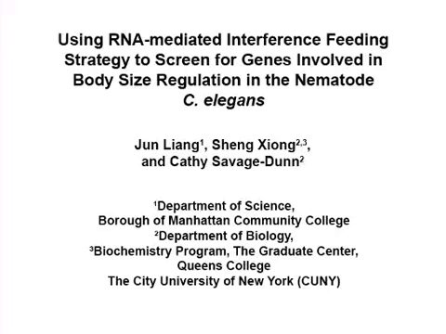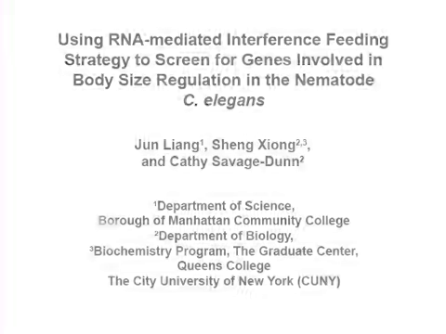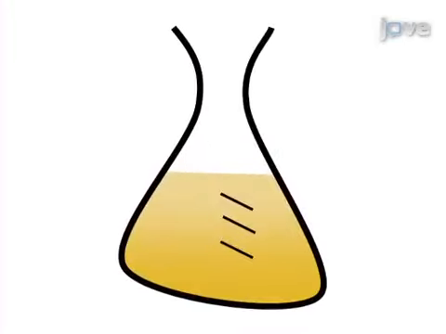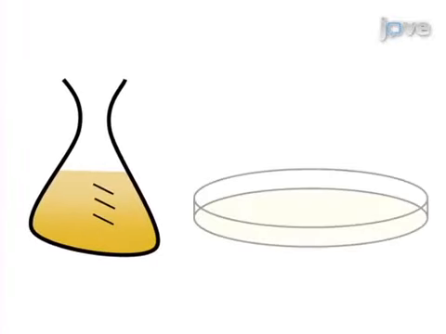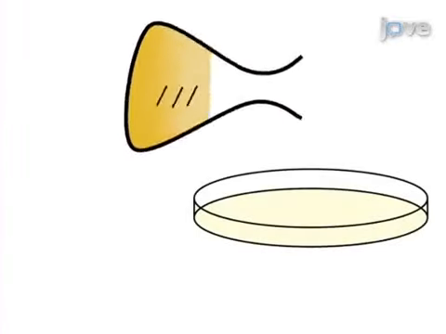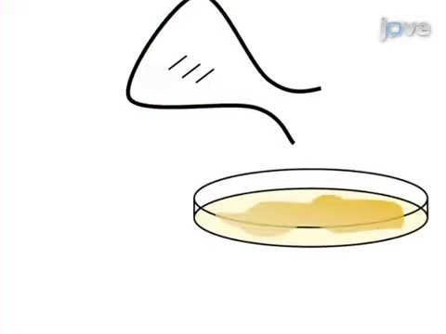This video demonstrates a procedure for identifying genes that regulate C. elegans growth and body size using RNA interference, or RNAi, to inactivate candidate genes. First, plates containing bacteria that express double-stranded RNA that target the genes of interest are prepared.